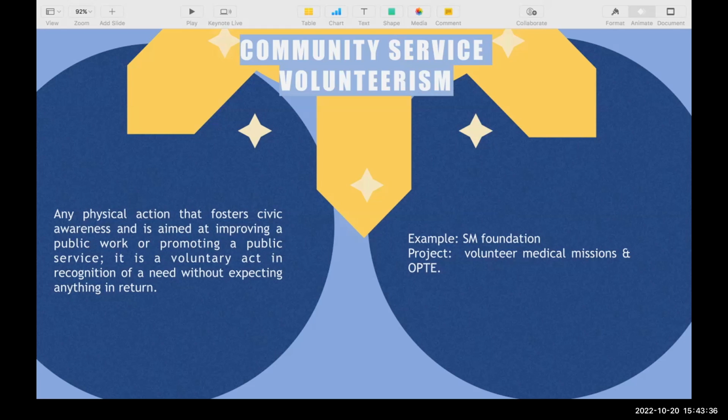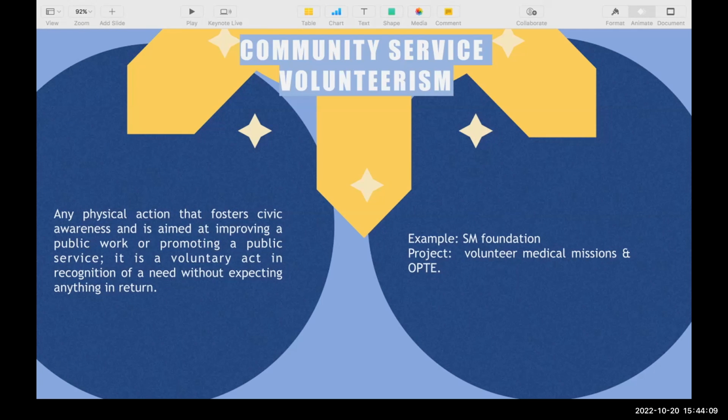The best example I would give is the SM Foundation. The SM Foundation is a nonprofit institution that offers community service projects. An example of this is the volunteer medical missions, where professional doctors have donated their time, skills, and knowledge without charge. More than 1 million patients received treatment that included medical consultations, laboratory tests, dental checkups, and proper and complete medication prescription. Another one is the Operation Tulong Express.